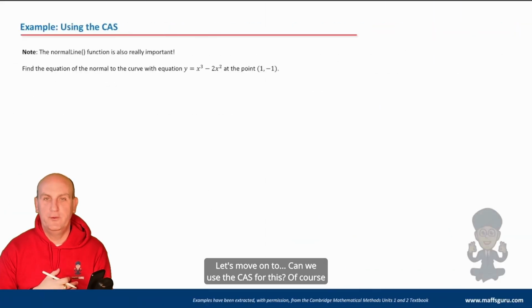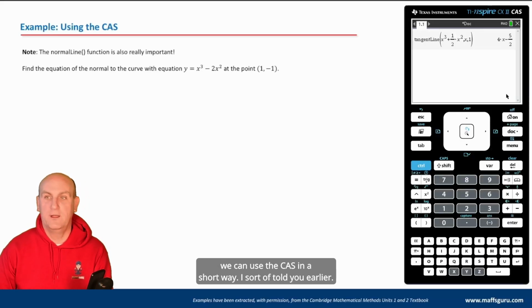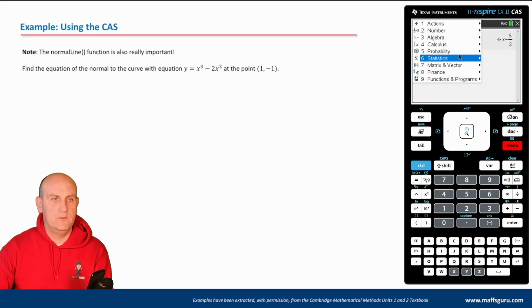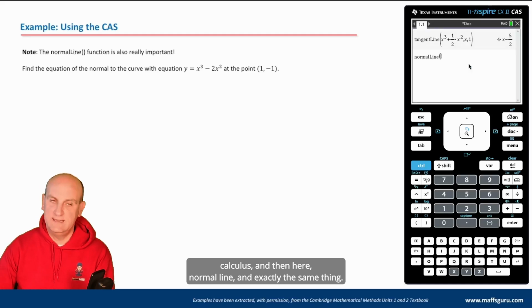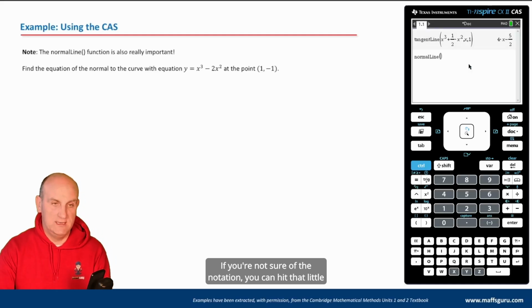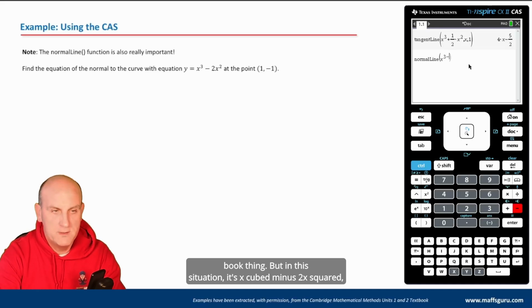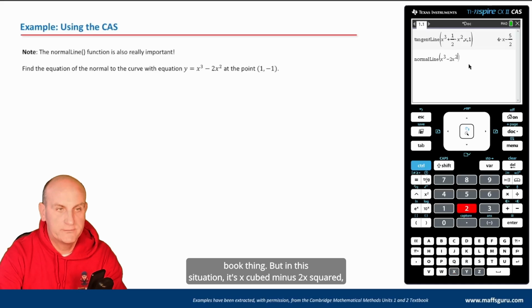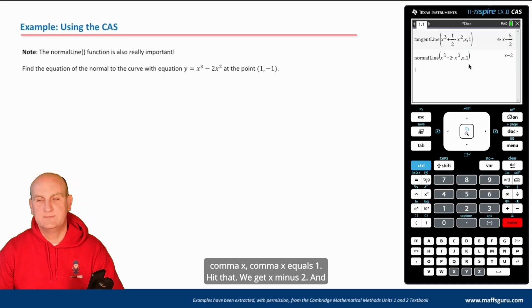Let's move on to, can we use the CAS for this? Oh, of course we can use the CAS in a short way. I sort of told you earlier, because if I bring up my CAS on my screen, if we go menu, calculus, and then here, normal line, and exactly the same thing. If you're not sure of the notation, you can hit that little book thing, but in this situation, it's x cubed minus 2x squared, comma x equals 1. Hit that, we get x minus 2.